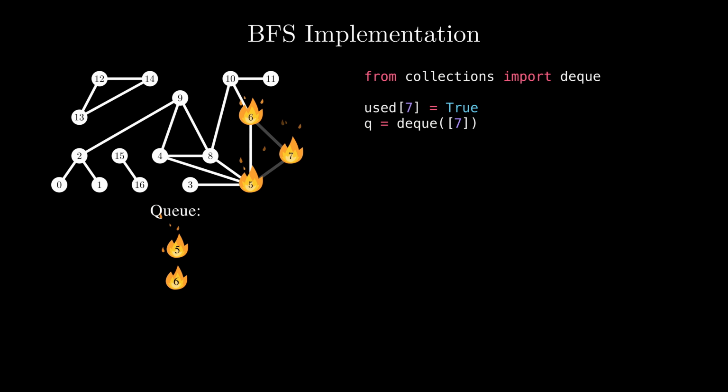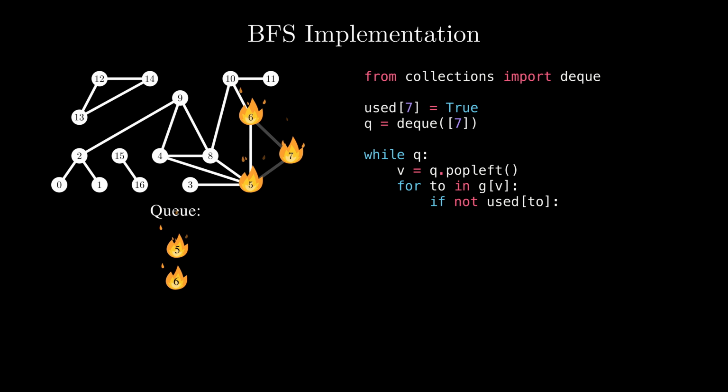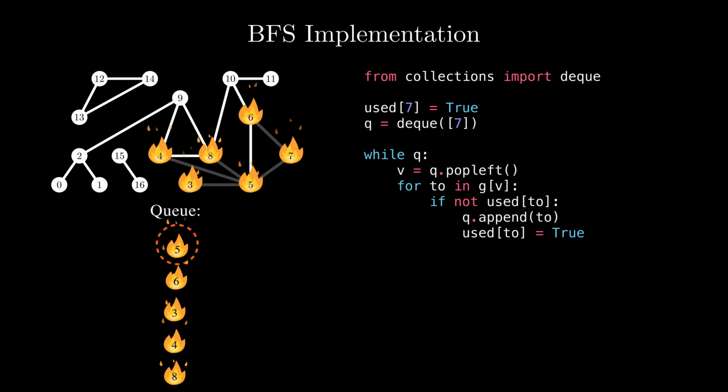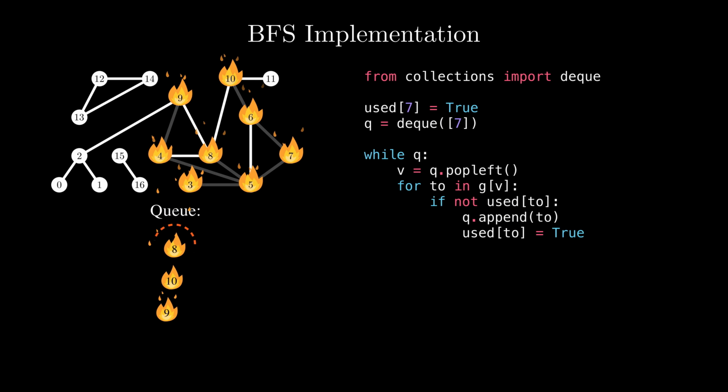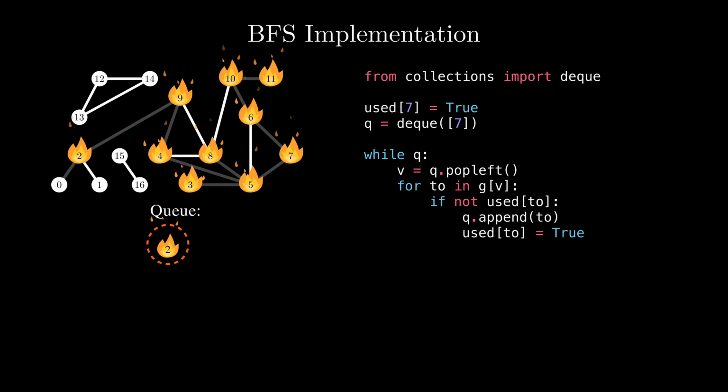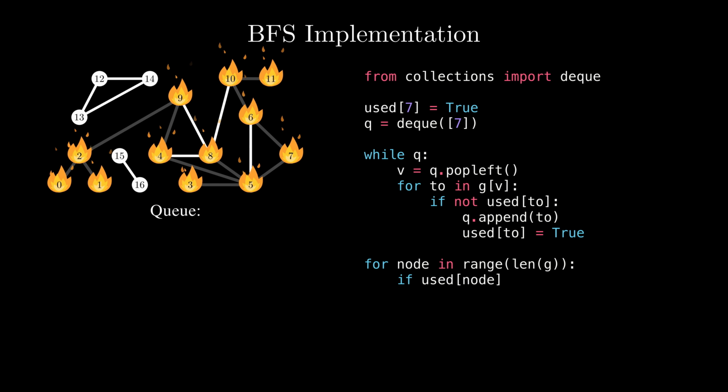While there are still nodes that are burning, or while the queue is not empty, we will take the front element of the queue and set all of its neighbors on fire. So we will loop through all the neighbors, and if the neighbor isn't used yet, we will add that neighbor to the queue and mark it as used, indicating that it's already burning. This ensures that we don't add the same node to the queue several times. In the end, all the nodes where the used value is set to true are the ones that have been reachable from the starting node, so we can print their numbers.